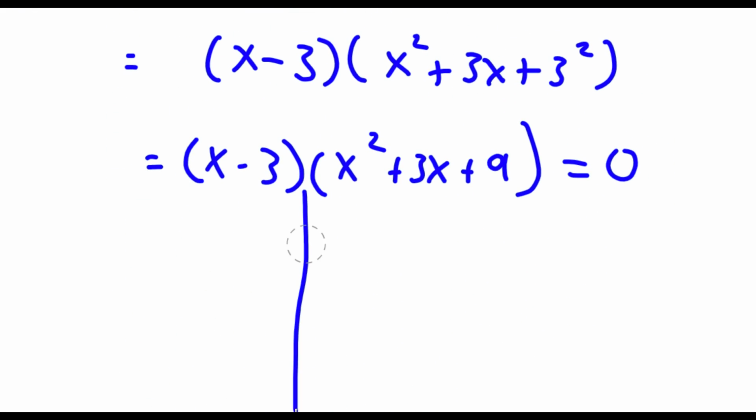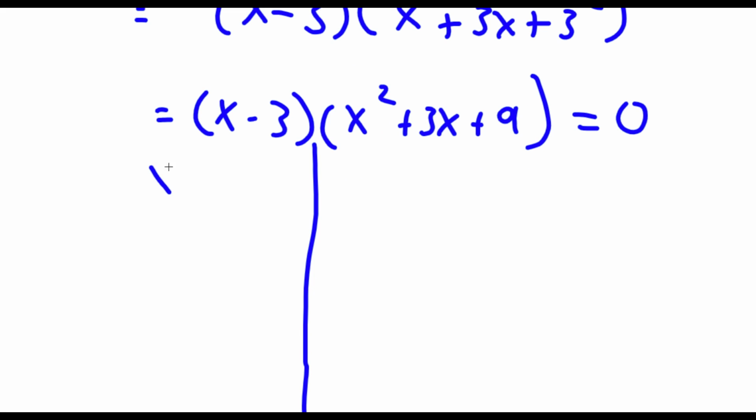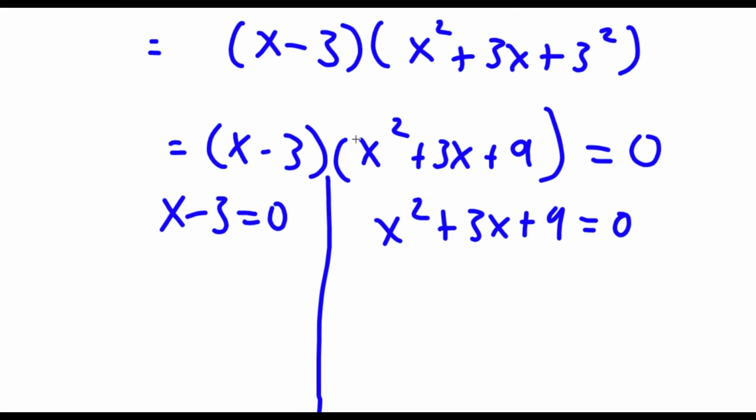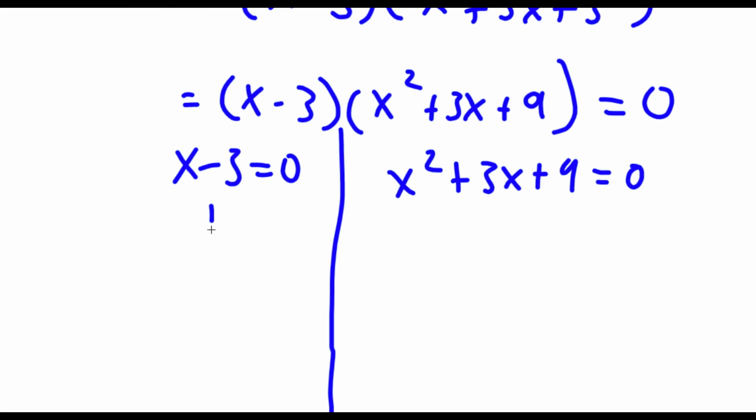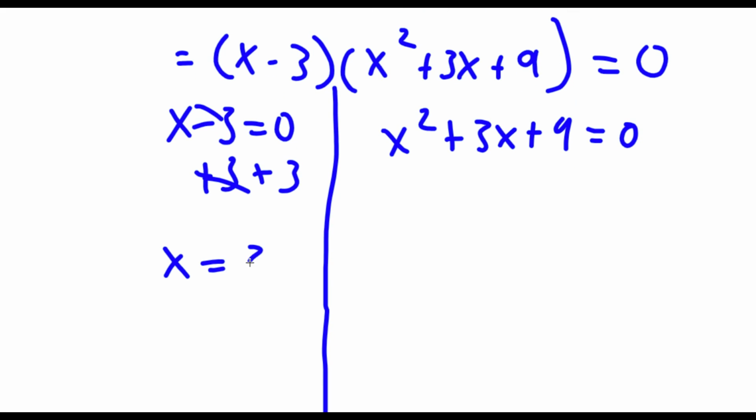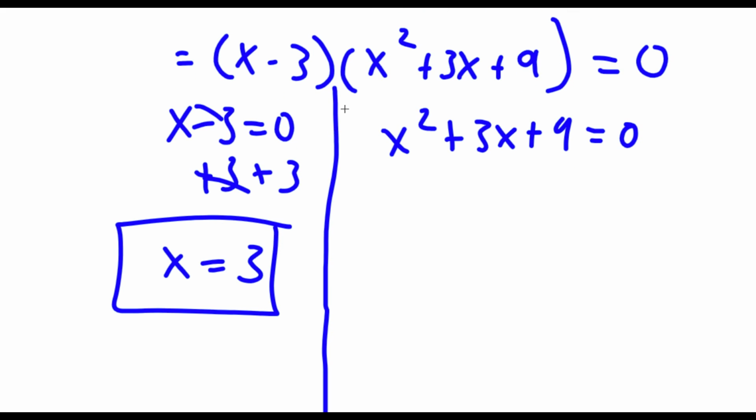So now this gives me two equations. I have x minus 3 is equal to 0, and I also have x squared plus 3x plus 9 is equal to 0. So for x minus 3 equals 0, all I have to do is add 3 on both sides. These two cancel out, and I'm left with x is equal to 3. So this is one solution.